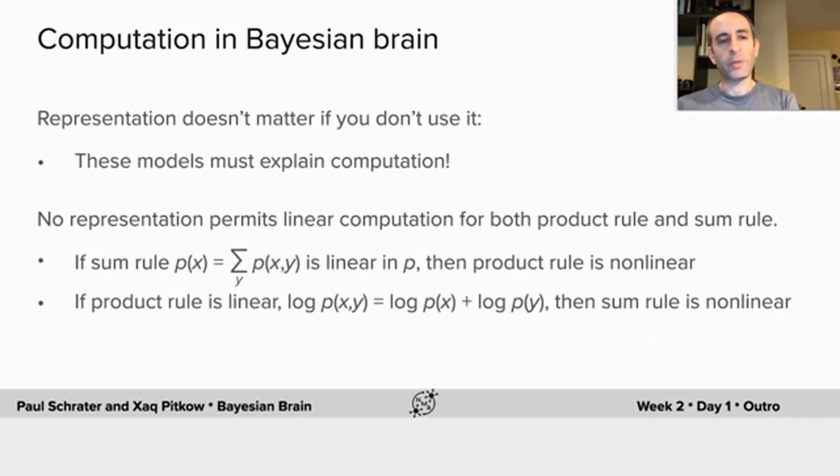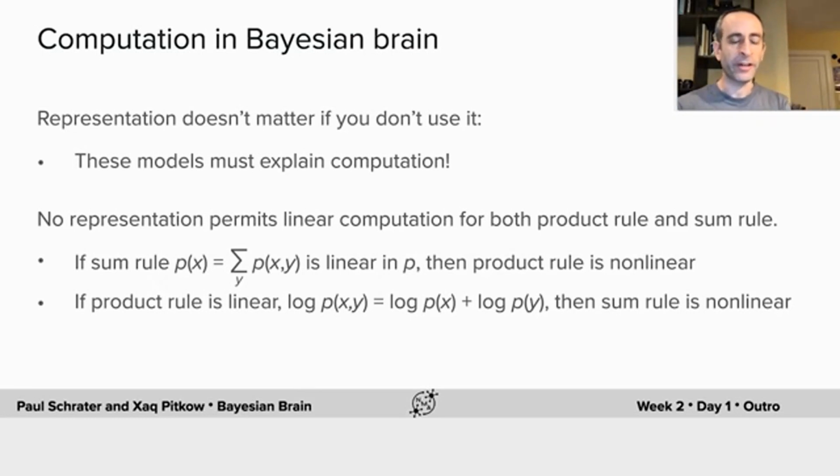It's unclear which representation the brain uses, and people are very interested in finding evidence for those representations. But representation doesn't matter if you don't use it. We might find experimentally that a representation is observed in the brain, but that information might be thrown away. So in order to understand that the representation matters, the models must also explain computation.